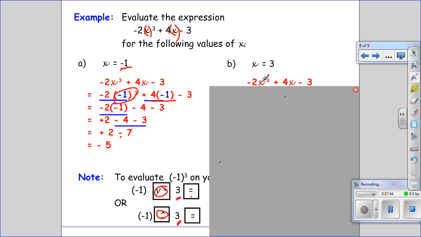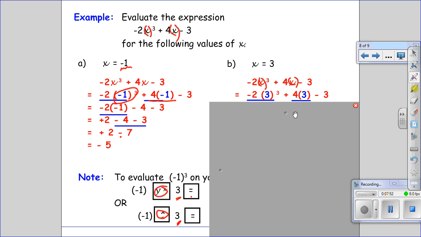When I plug in 3 into this expression, I'm going to put brackets around it again, and instead of putting the x in the brackets, I'm going to put the number 3. Again, my good friend BEDMAS tells me to deal with this 3 cubed first. I'm going to get my handy-dandy calculator out. I'm going to do 3, tell it y to the x, tell it the exponent, and hit my equal button again. Remember, instead of y to the x, we might use that little triangle button. My calculator should tell me that equals negative 2 times 27.